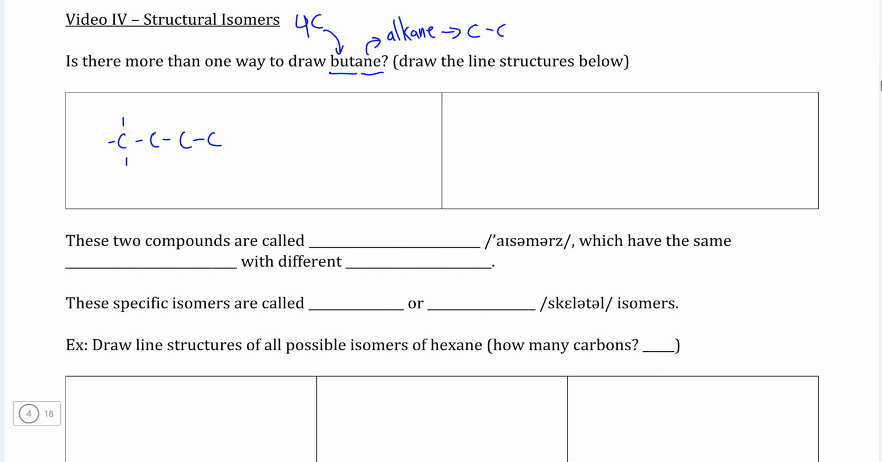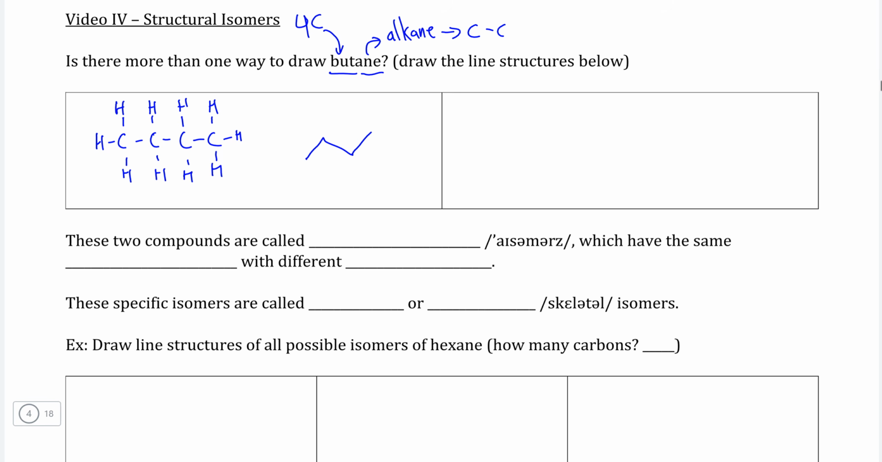From there, we can add on hydrogens to make sure that all of these carbons have 4 single bonds. And remember that if you are irritated by the amount of time that it takes to draw the full Lewis structure, we can represent it in line structure form. 1, 2, 3, 4 carbons, and now we are done.